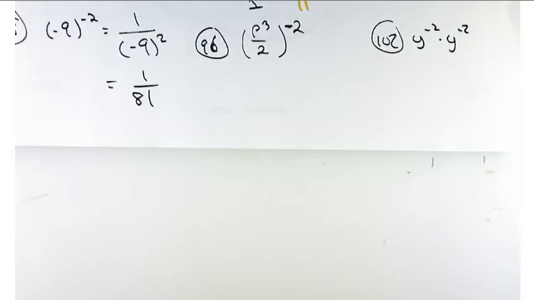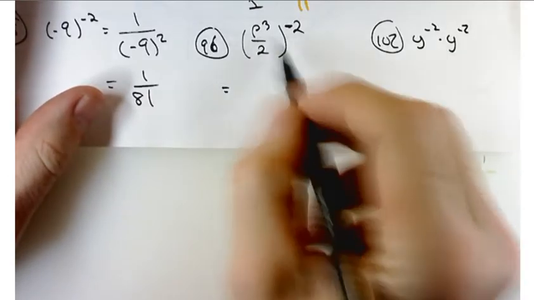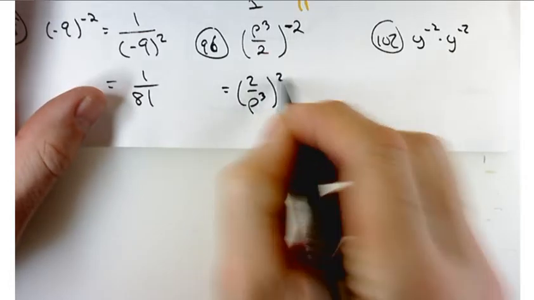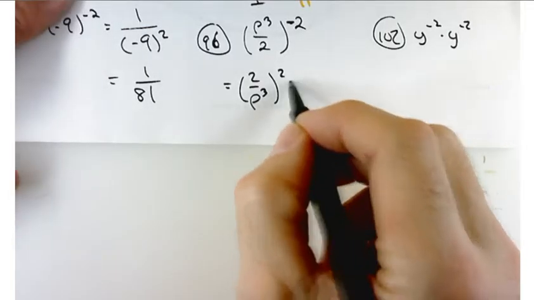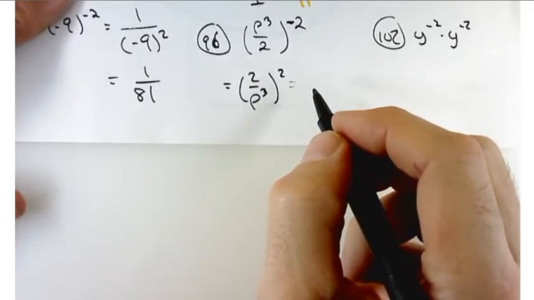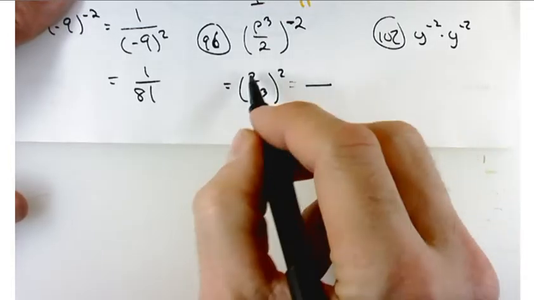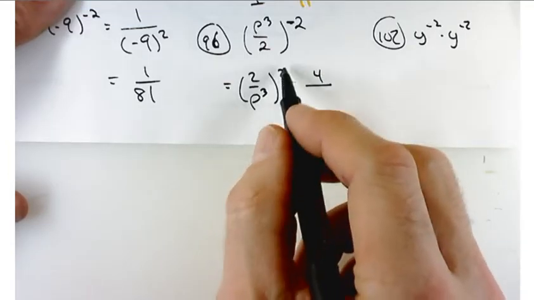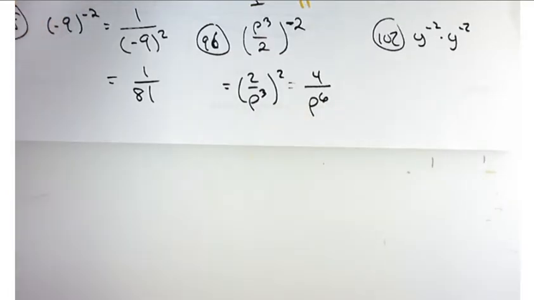With the first one, what I would encourage you to do is take the reciprocal of what's inside and make the exponent on the outside positive. So that gives you 2 over p cubed raised to the positive second power. Well, I want us to keep going though, because what's 2 squared? 2 squared is 4. Do these exponents multiply or do they add? Multiply. 4 over p to the 6th. That's what I wanted.